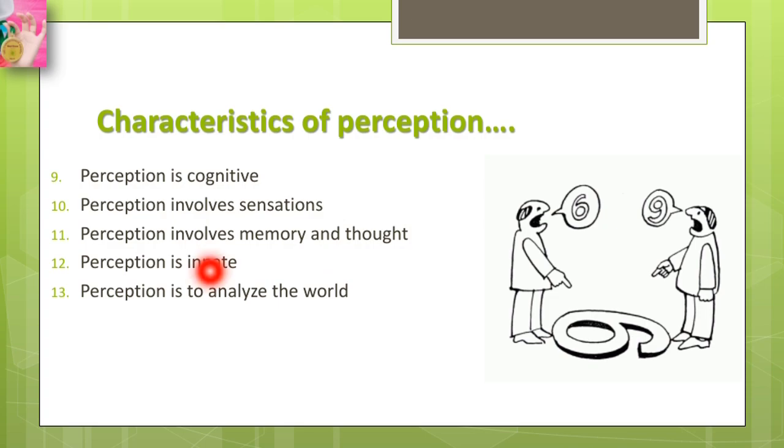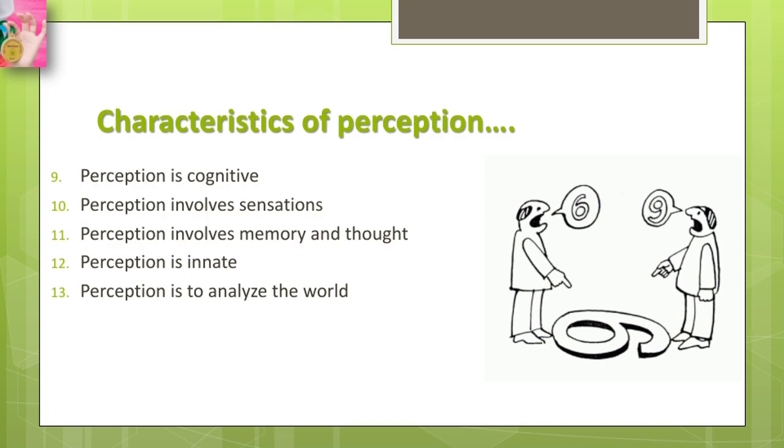And perception is innate. Now, Gestaltists claim that the crucial perceptual processes are innate and do not depend directly on experience. In fact, most psychologists hold that innate factors and learned or environmental factors are both of vital significance in the development of perception. And perception is to analyze the world. The function of perception is to analyze the world around us into distinct objects. So perception is concerned with differentiating or breaking up of the outside world or perceptual field.